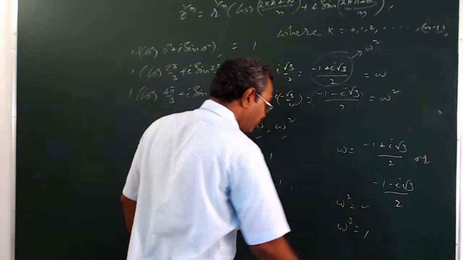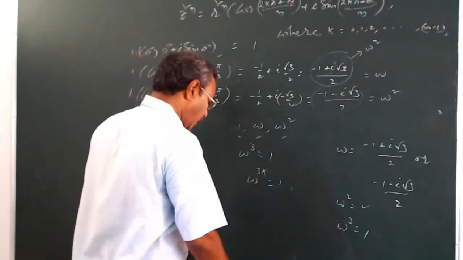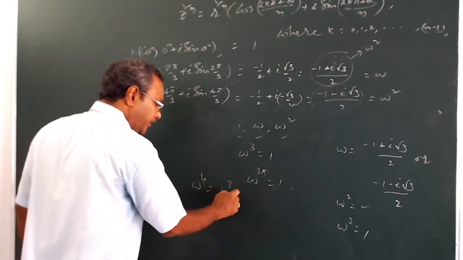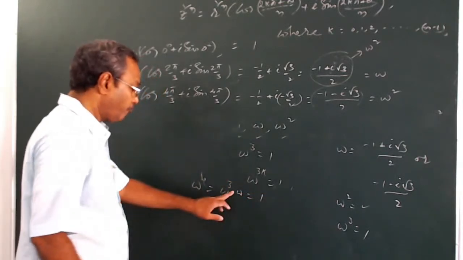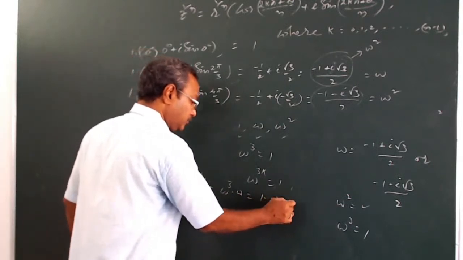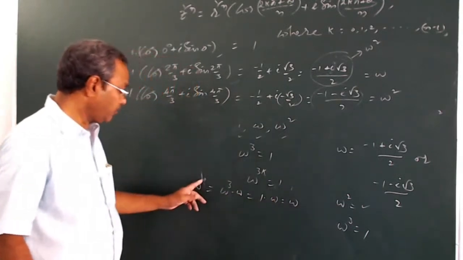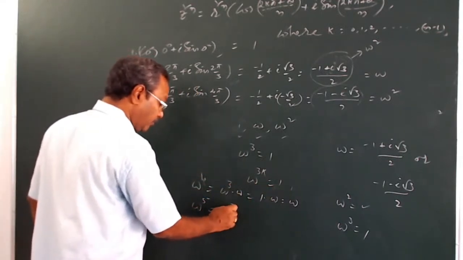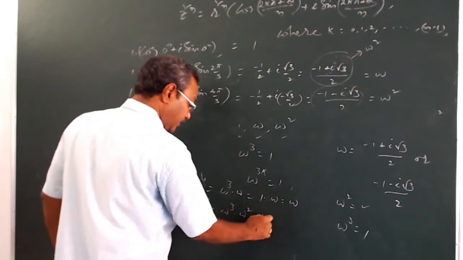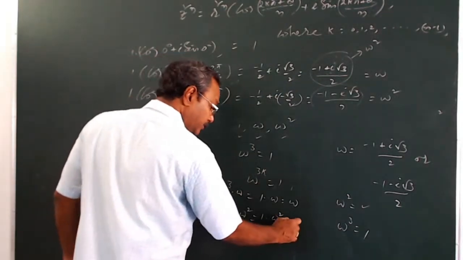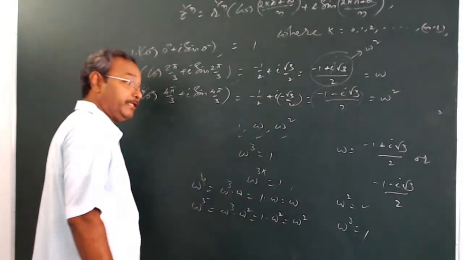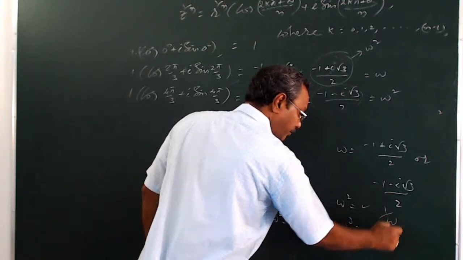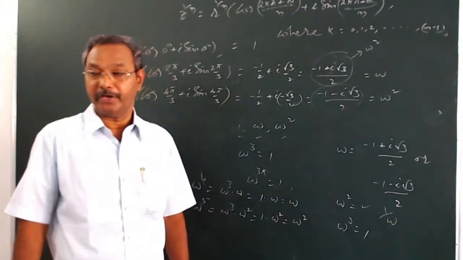Omega cube is 1. Now, what is omega to the power of 4? It is simply omega cube into omega, which is 1 into omega, which is omega. Omega to the power of 5 is omega cube into omega square, that is 1 into omega square, which is omega square. By the way, omega square can also be written as 1 by omega.